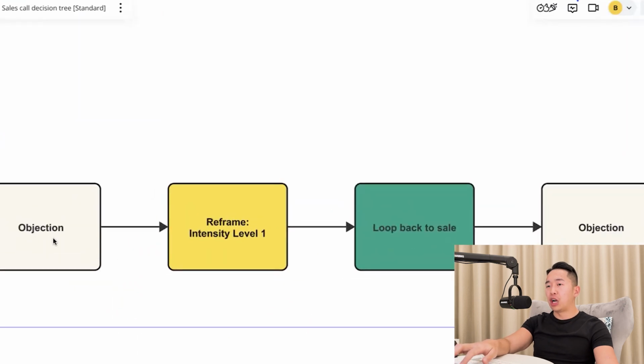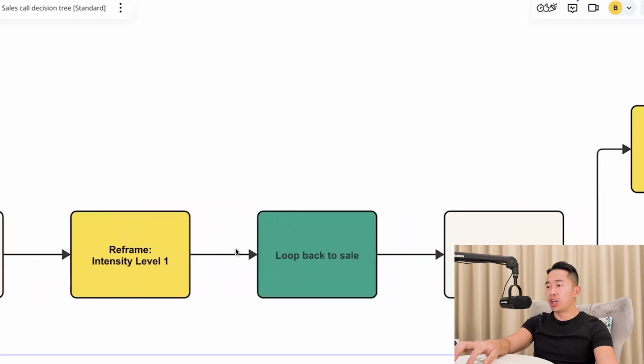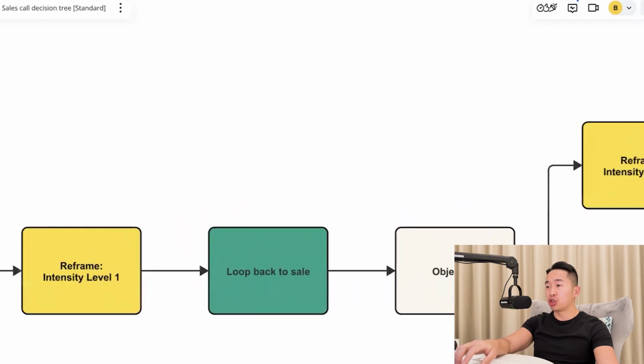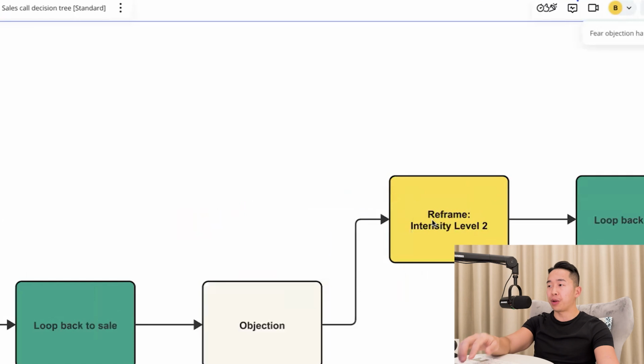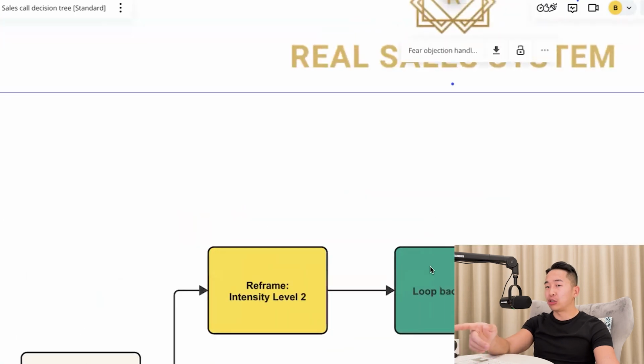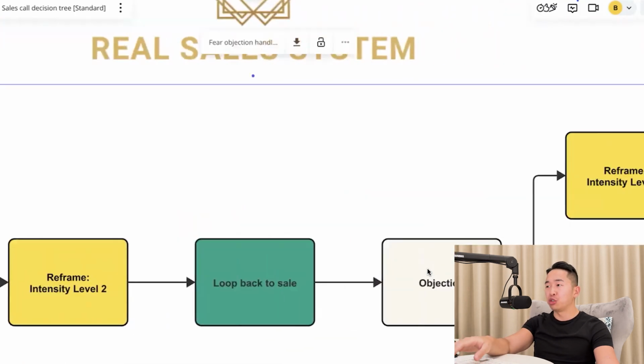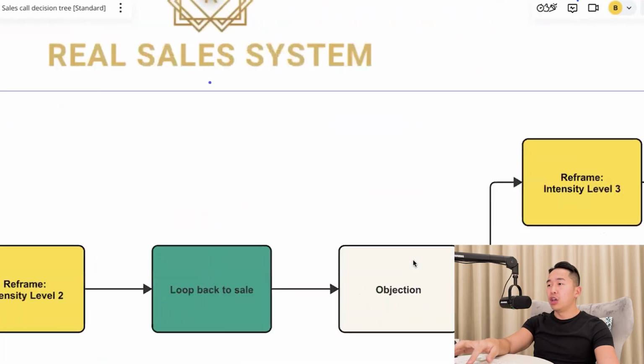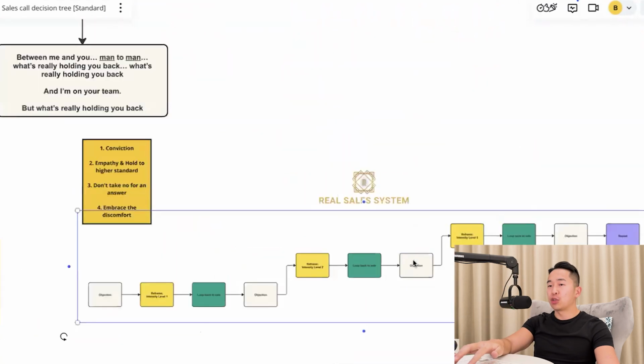So with the fear, it looks like this. They give you a fear or an objection. What you do is you do a reframe, like we talked about, and then you re-loop back to the sale, and you go into a sale, or they may give another objection. At that point, you do a higher intensity reframe, and then you loop back to the sale again. And if they give another objection, you do a higher intensity one and just crank it up a notch. And when I say higher intensity, you'll see what I mean.